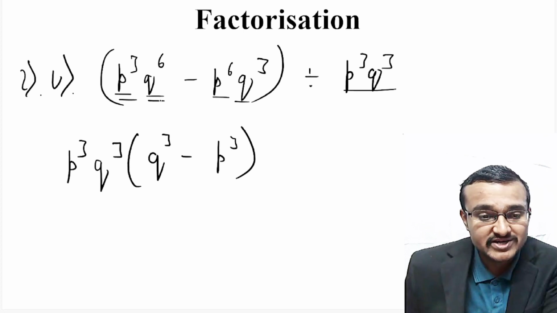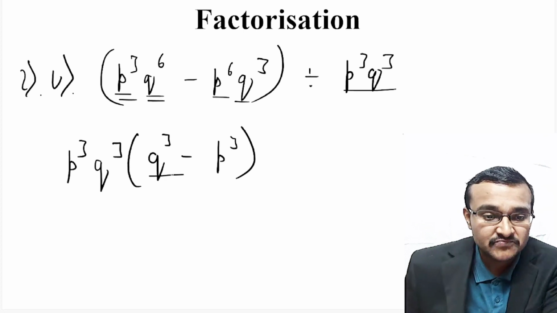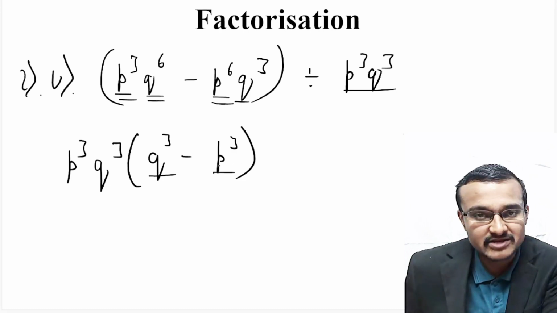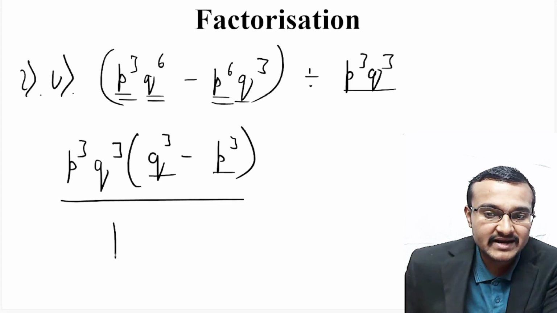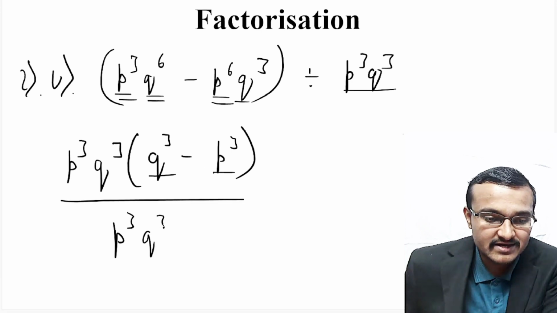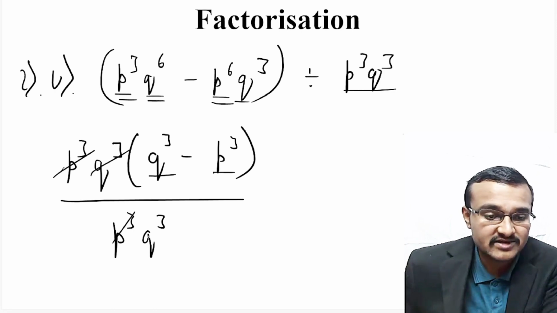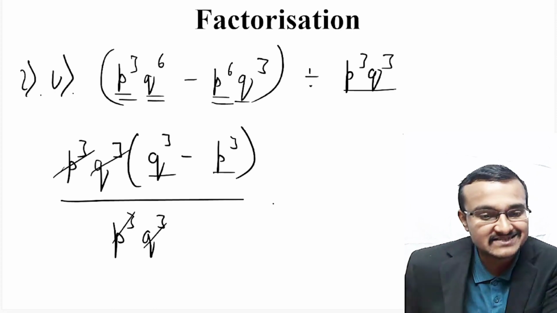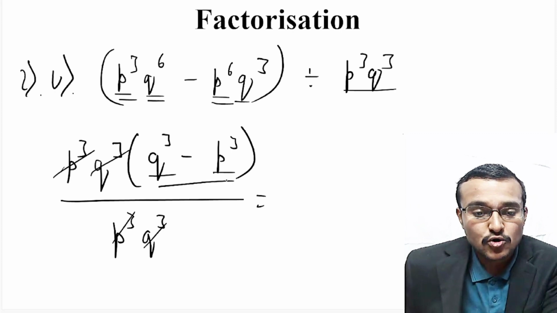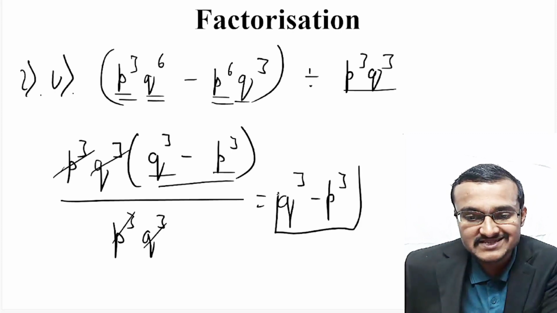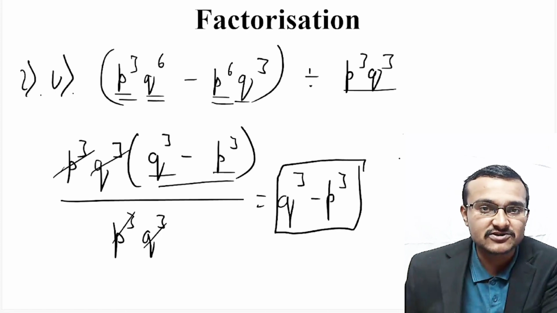because when you take q power 3 from q power 6, only q power 3 will remain. Here also, when you take p power 3 common from p power 6, only p power 3 will remain inside the bracket, divided by p power 3 into q power 3. Here p cube gets cancelled, and q cube and q cube get cancelled with each other. So only q cube minus p cube will remain. So this is the answer for the fifth question in this second question.